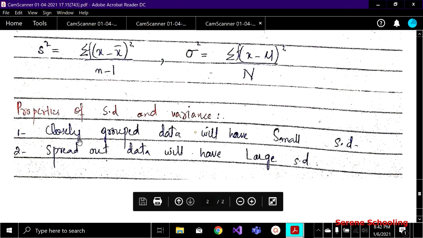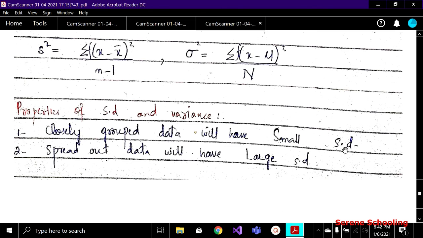Another thing is that closely grouped data will have a small deviation. If the data is closely grouped, like here is the mean and all the data values lie close to it, the deviation, the gap, is less, right? And if the data is spread out, like here is our mean, here is some other value, then another, then the data is largely spread. In that case, our standard deviation can be large.